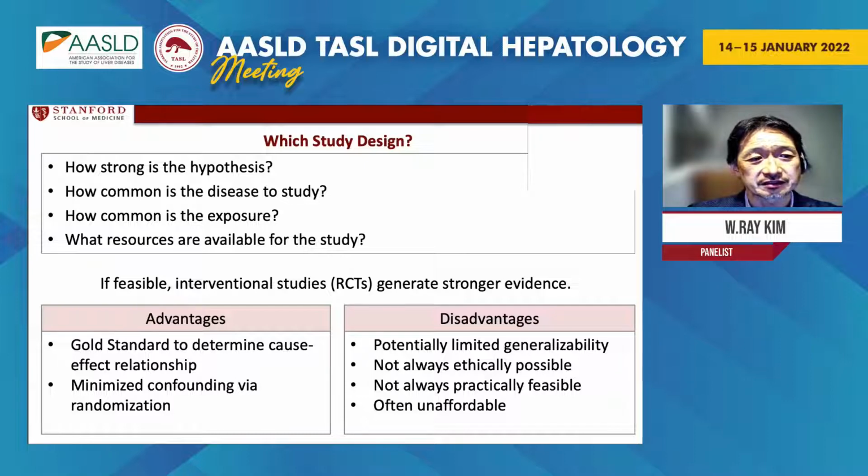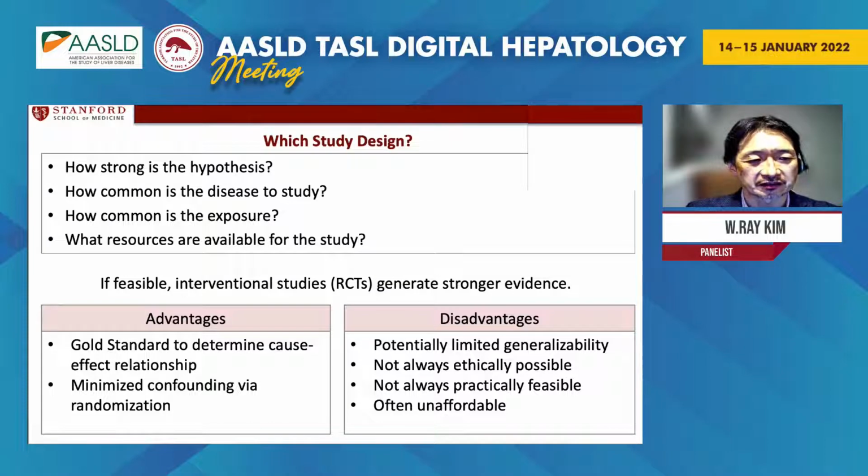How common is this disease to study, and how common is exposure? And depending on the incidence of the disease and prevalence of the exposure, you may want to find a study design that zeroes in on those rare occurrences. And I'll go to individual study design to discuss this. And then practically, what resources are available for the study, and different study designs have different resource requirements, and that will be an important consideration.